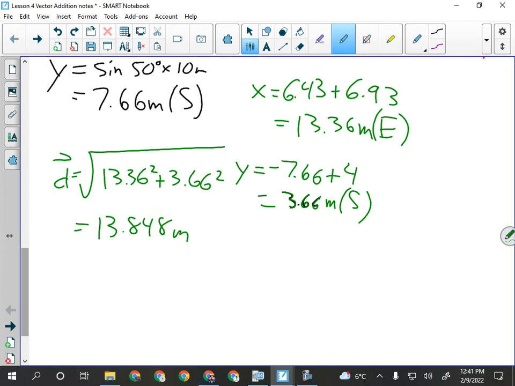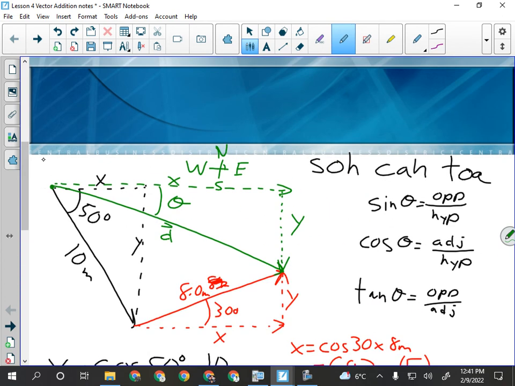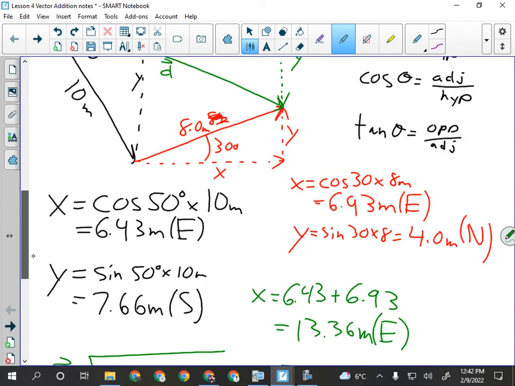All right, so what else do I need? I now know how long D is. I need to know the angle. Now, I know all three sides of that triangle. Can I use any trig function I want to get that angle? Absolutely. It doesn't matter which one I use at this point because I have all three sides. I just like tan best, so I'm going to use it. So I'm looking for this angle. That makes y opposite and x adjacent.